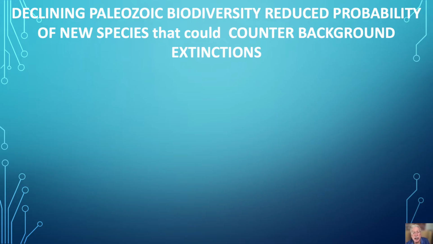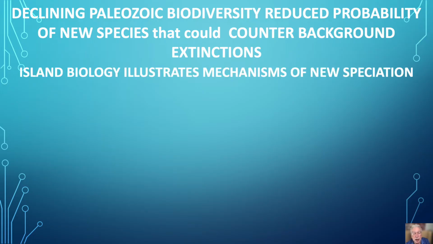Declining biodiversity reduces the probability of the new species evolving that would otherwise balance out natural background extinctions. The formation of Pangaea had a negative effect on biodiversity. Pangaea removed unique niches from its converging island-like microcontinents. Studies of modern island biology have demonstrated how only a few species are genetically capable of producing a radiation of new species, and only when vacant niches are available.